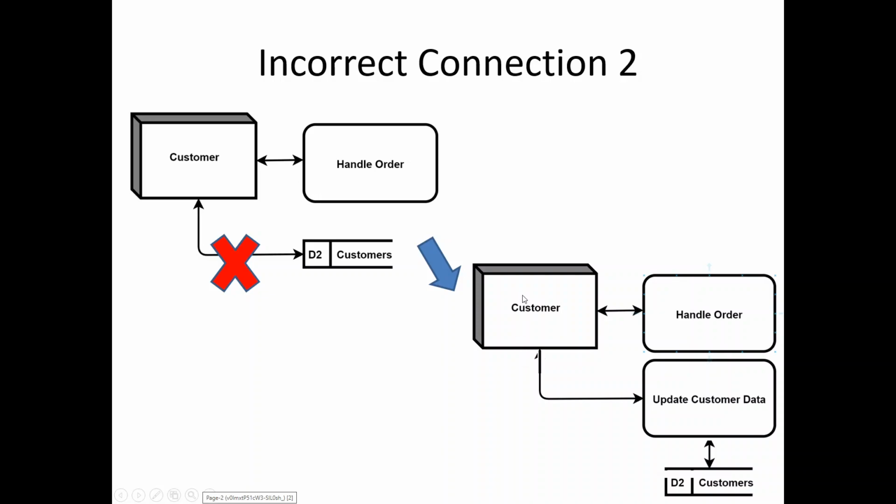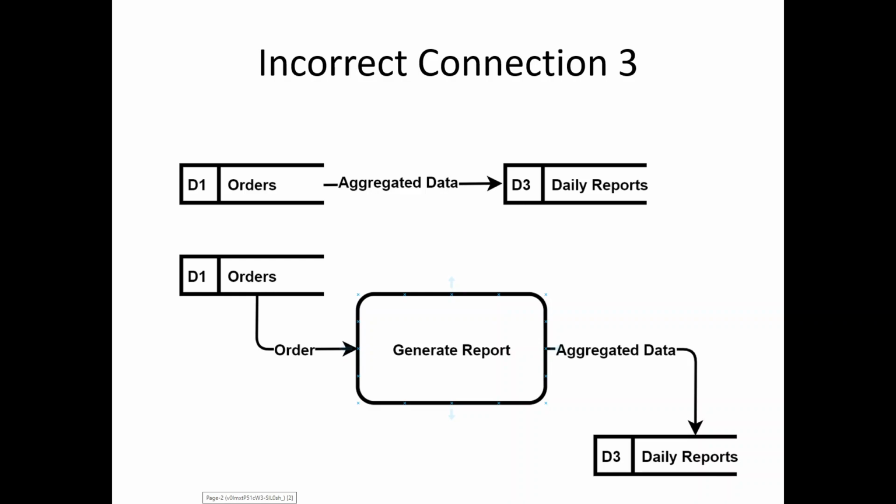So here we have another example. In this example, as you can see, we have a direct link between a data store and another data store. And again, this link is incorrect because data stores cannot process themselves. To correct this problem, we need to add a process in between. And the story is just like this.